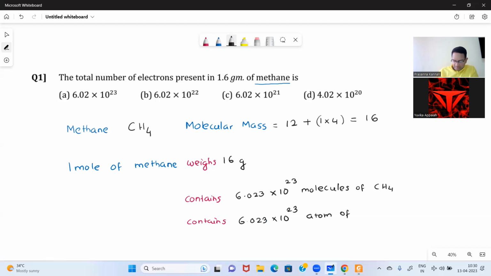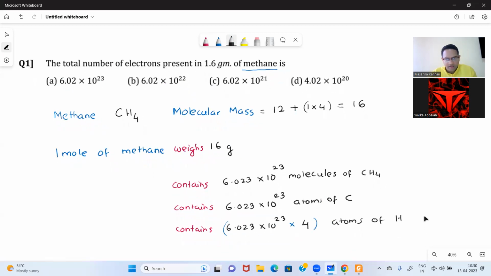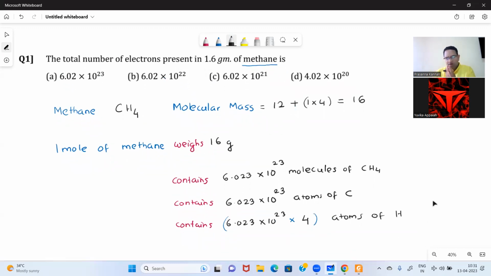Correct. How many atoms of hydrogen, Viveka? So 4 into 6.02 into 10 power 23, because each molecule has 4 atoms, therefore 4 into 6.02 atoms of hydrogen. Correct, Viveka? Now, if I give you an atom, on what basis would you find the number of electrons in it, Viveka?